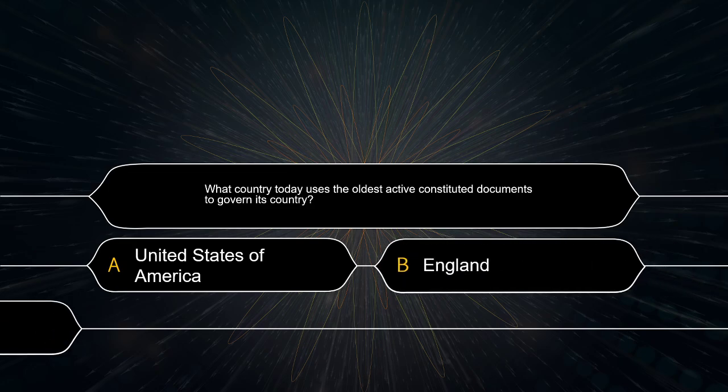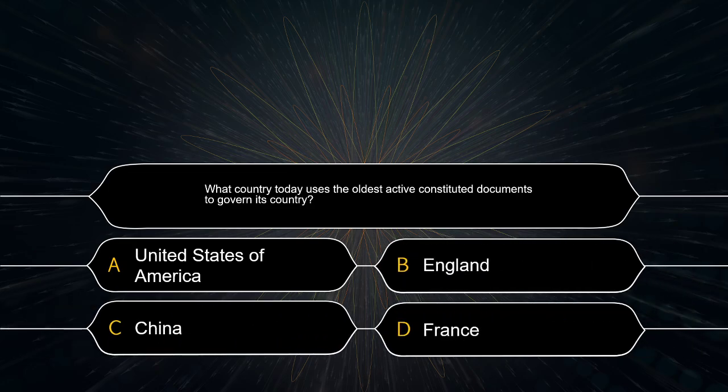What country today uses the oldest active constituted documents to govern its country? Now, before you get into the whole constituted documents thing, that's not meant to be a trick question. Basically what I'm asking here is, what country today has the longest currently running government form? So, in order to have a government, you have to have documents to form that government. So which country today is using the oldest set of documents to run its country? Okay.